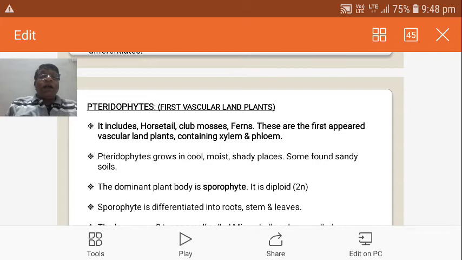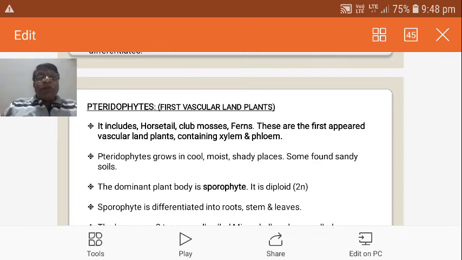Okay, it is the second point. Next, I told you some examples like Equisetum, club moss, Lycopodium, ferns. The dominant plant body is sporophyte. This is another important character.